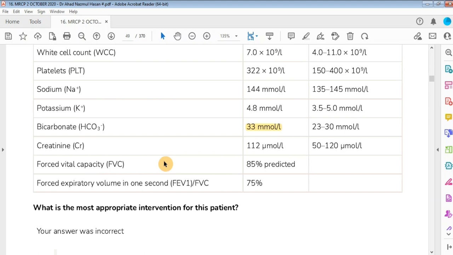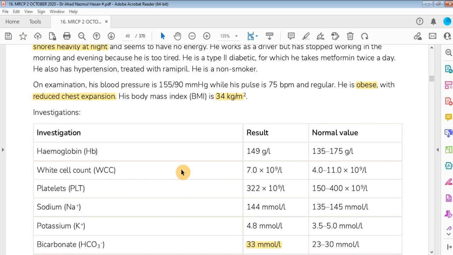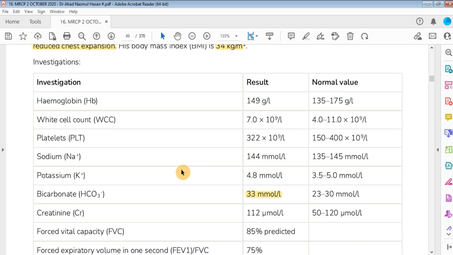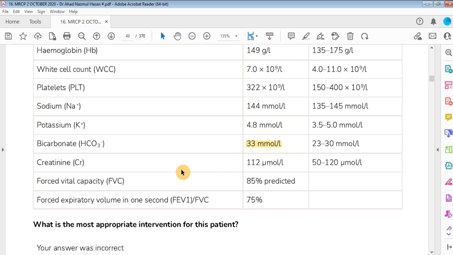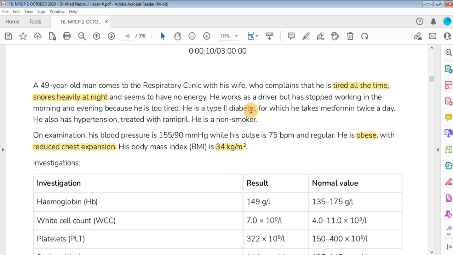A 49-year-old man comes to the respiratory clinic with his wife, who complains that he is tired all the time, snores heavily at night and seems to have no energy. He works as a driver but has stopped working in the morning and evening because he is too tired. He is type 2 diabetic, for which he takes metformin twice daily. He also has hypertension, which is treated with ramipril. He is a non-smoker. On examination, BP 155 by 90, pulse 75 and regular. He is obese with reduced chest expansion. The BMI is 34. Hb 14.9, TLC 7, platelet 322, sodium 144, potassium 4.8. Bicarbonate is on the higher side, 33, creatinine 112. Forced vital capacity is 85% predicted, and FEV1 by FVC is 75%. So what is the most appropriate intervention? So what may be the diagnosis here?